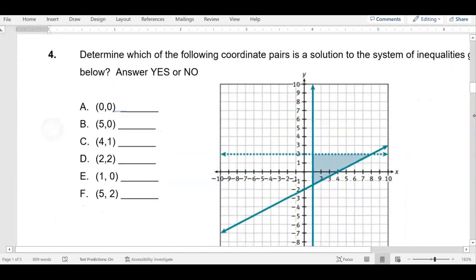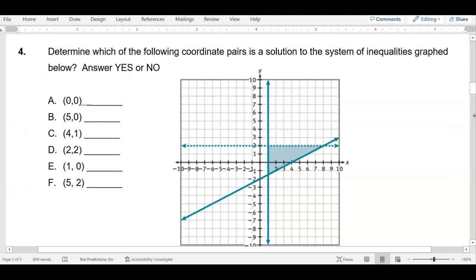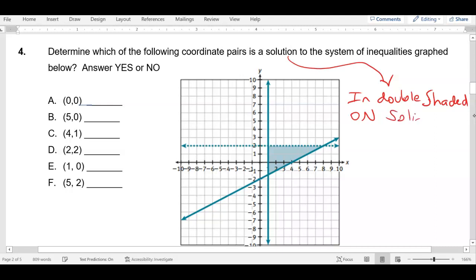Number 4, which of the following coordinate pairs is a solution to the system of inequalities graphed? Okay, remember, solution is in the double shaded area, or it's on a solid line, but it is not on a dashed line. Very important rules.